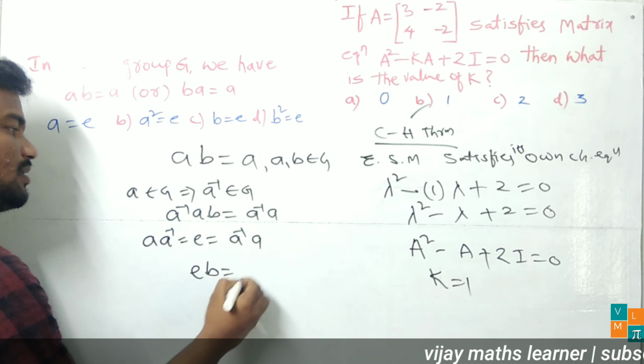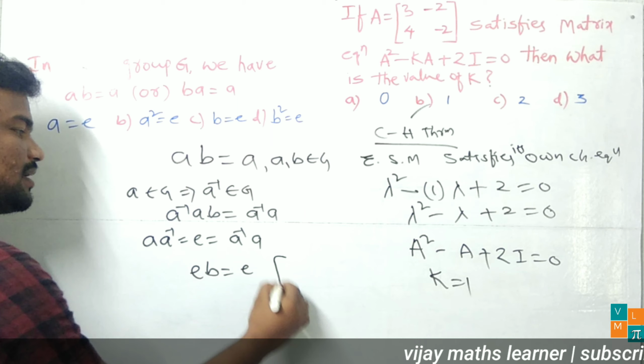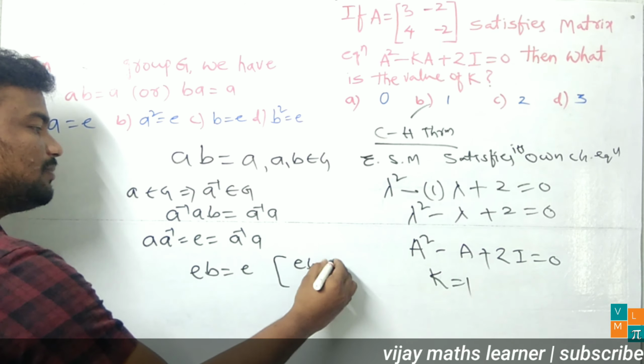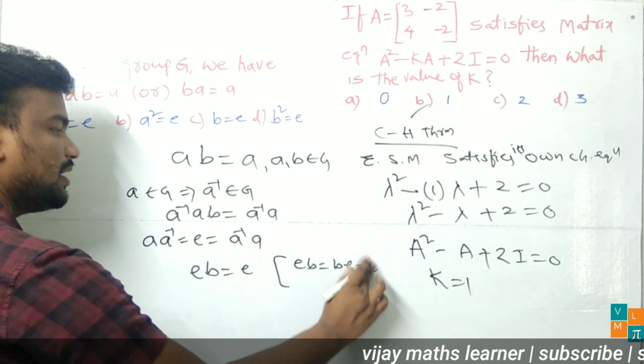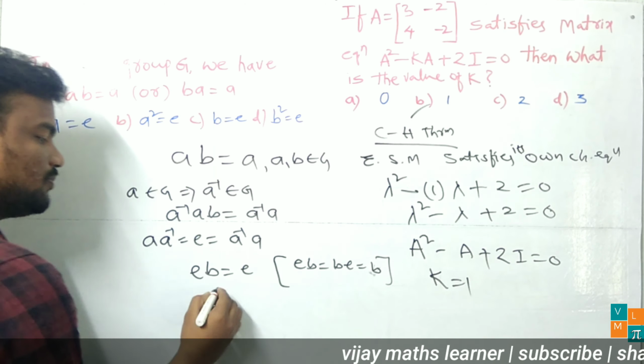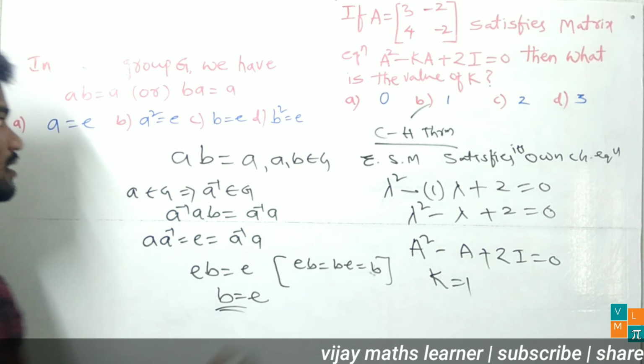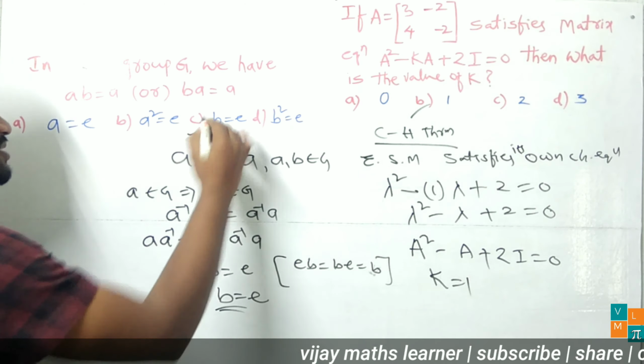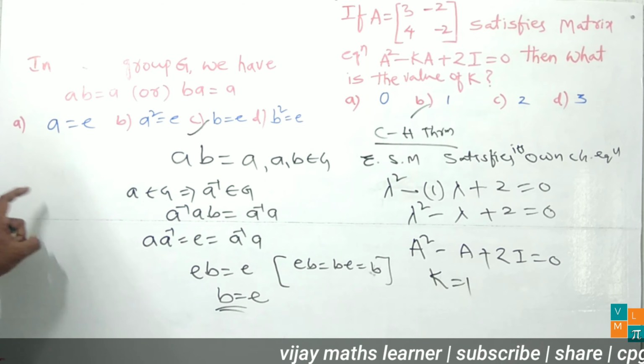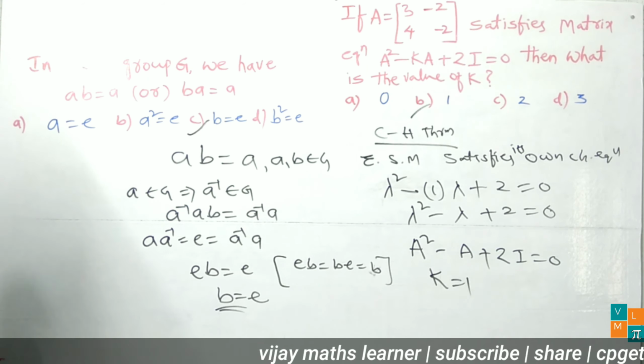E into B equals to B. Again, by identity law, E into B, B into E equals, what is the value here? B. Okay. So B equals to E. See in options, option C is the correct one. It is also solution of CPZ previous year question.